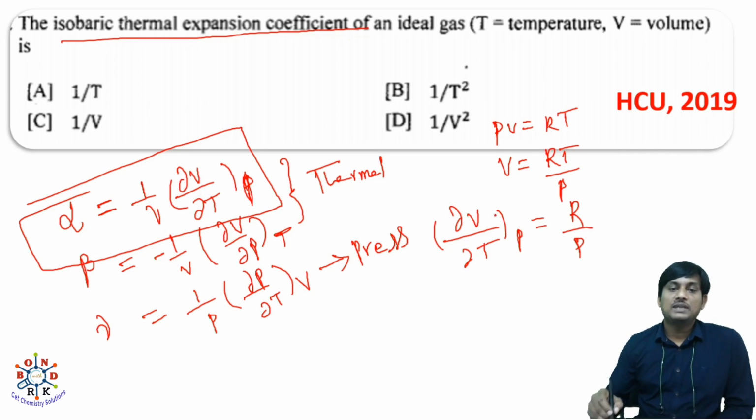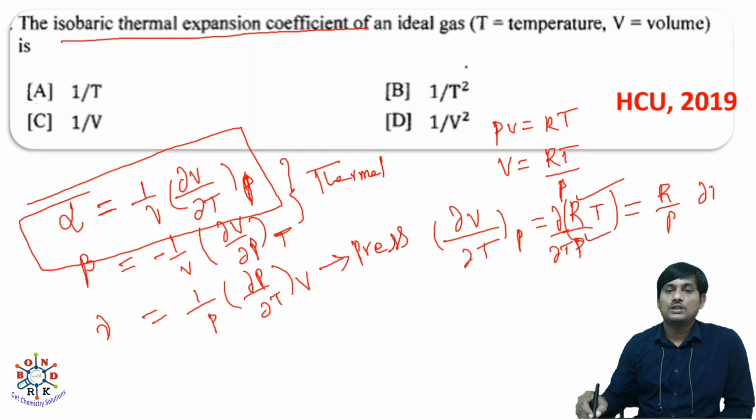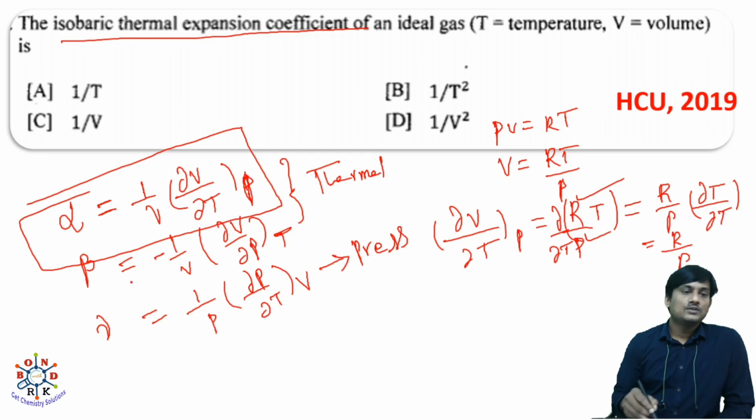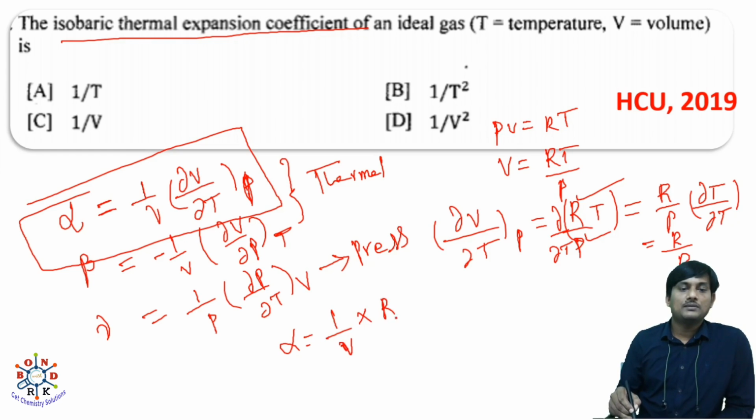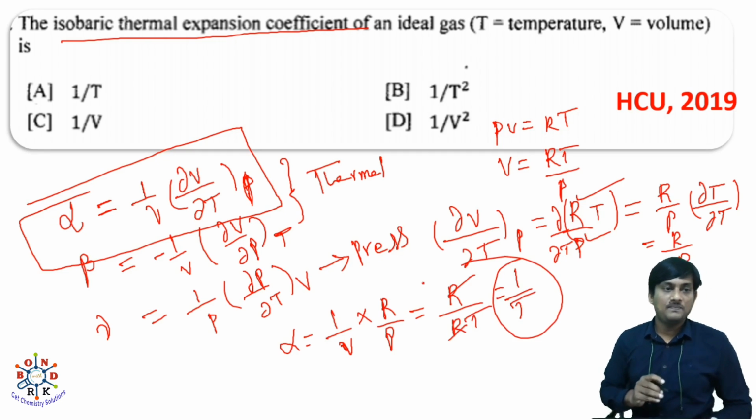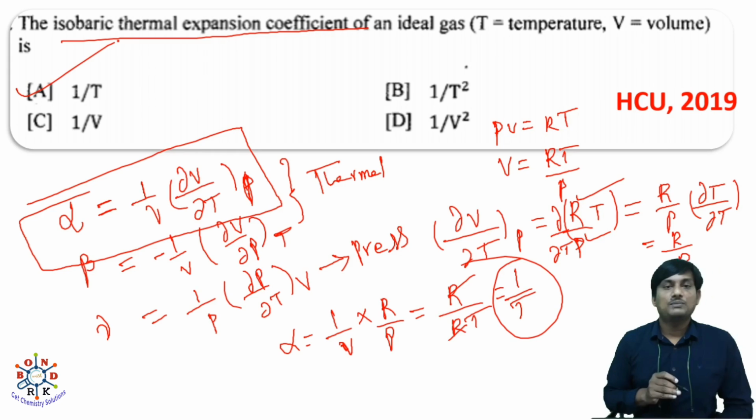At constant pressure, R is constant and P is constant, so it will be R by P, dou T by dou T, which is 1, so you will get R by P. So alpha is equal to 1 by V times dou V by dou T at constant P, which is R by P. Again PV is RT, so there is a cancellation of R. Finally you will get 1 by T. What is the correct answer? 1 by T is the correct answer.